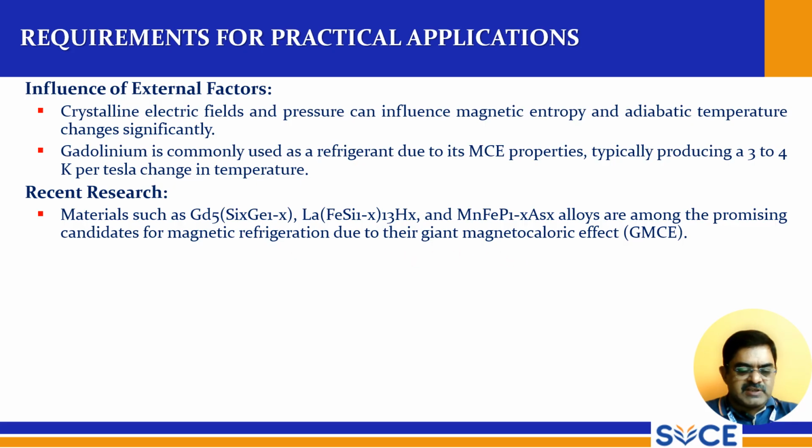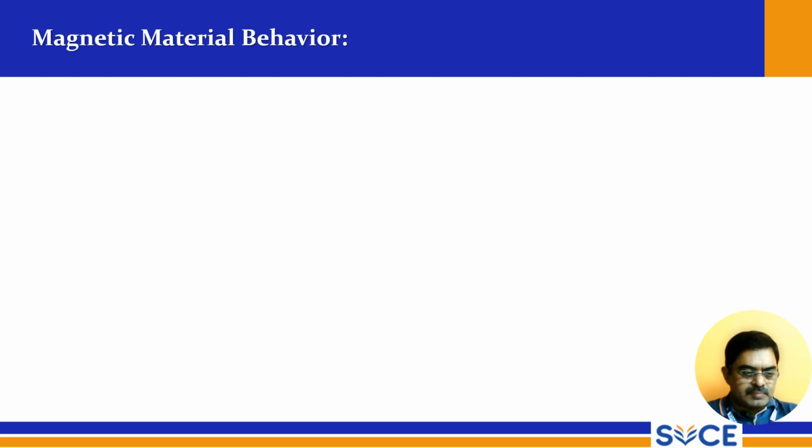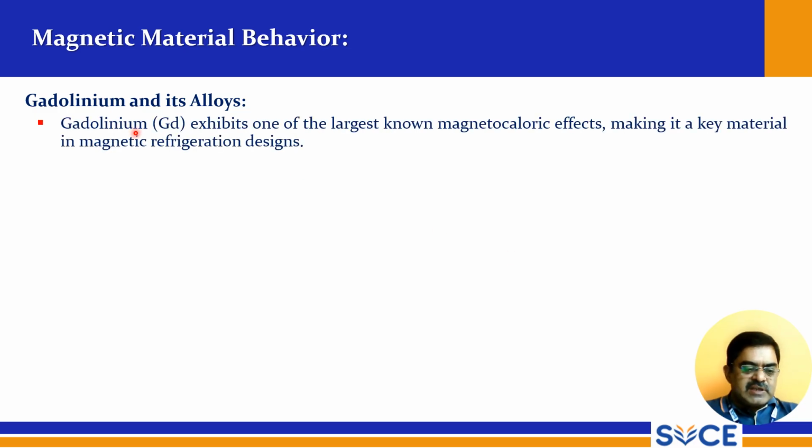So GMCE, the giant magnetocaloric effect, is another effect where the magnetocaloric effect is very high, and it depends on magnetic material behavior. Gadolinium and its alloys: gadolinium exhibits one of the largest known magnetocaloric effects, making it a key material in magnetic refrigeration designs.